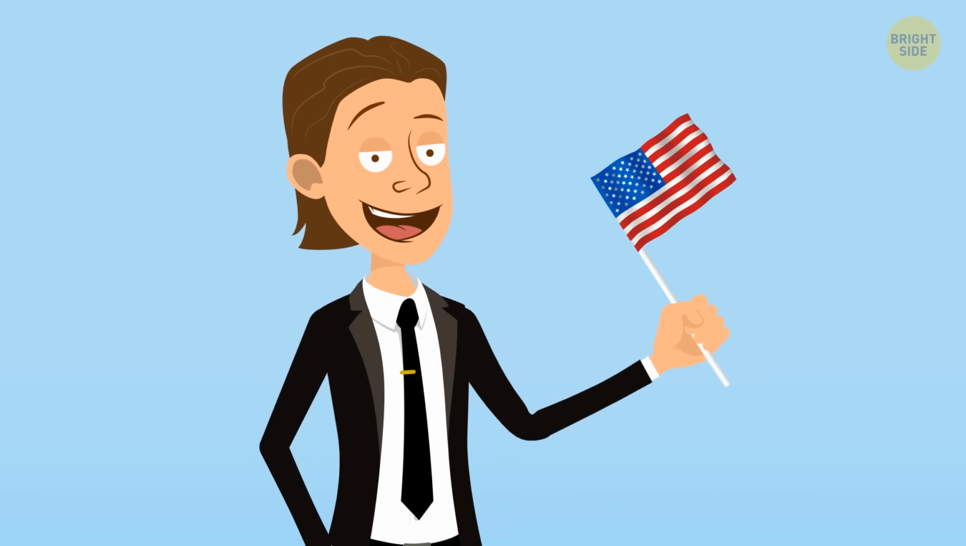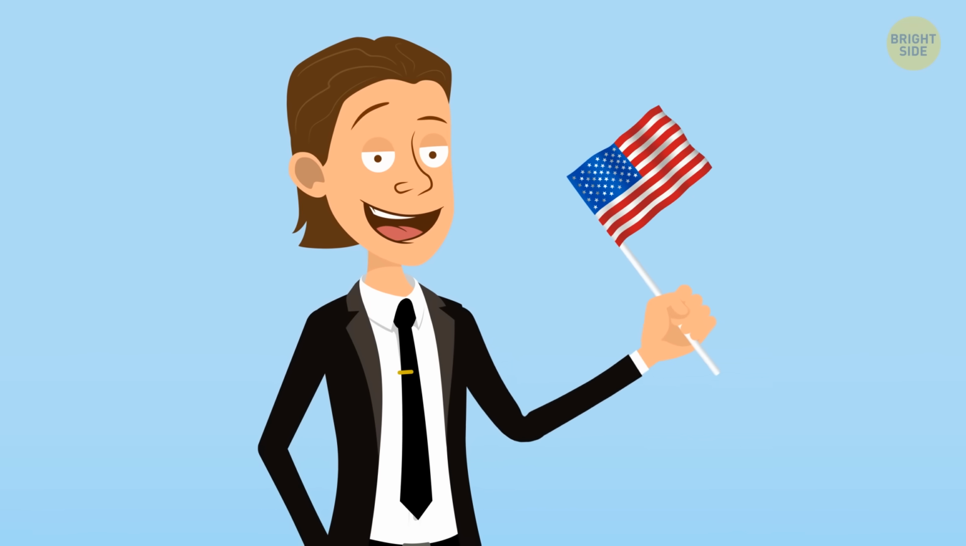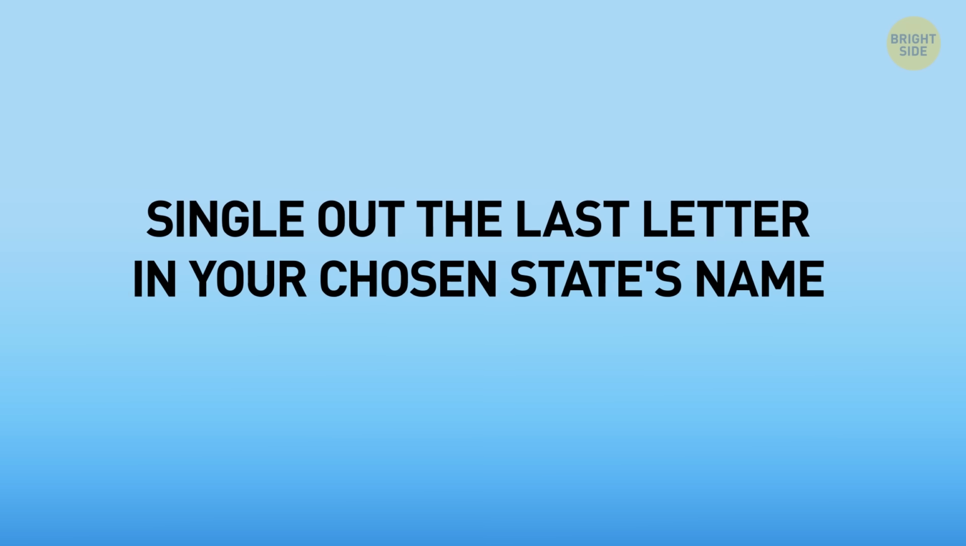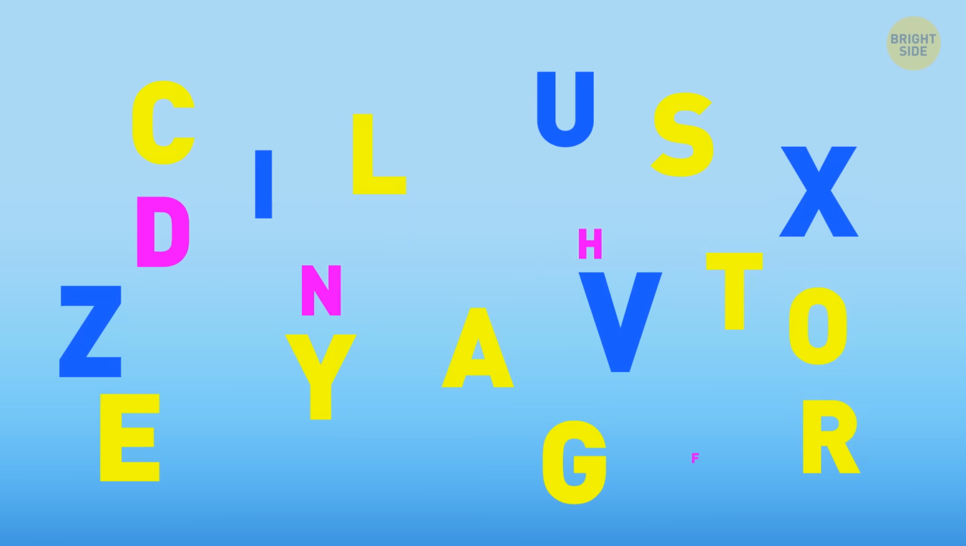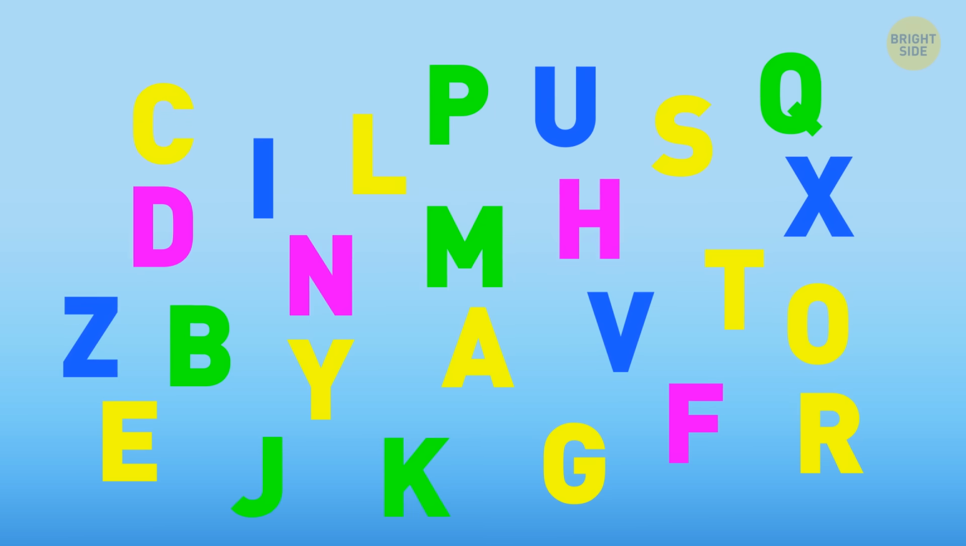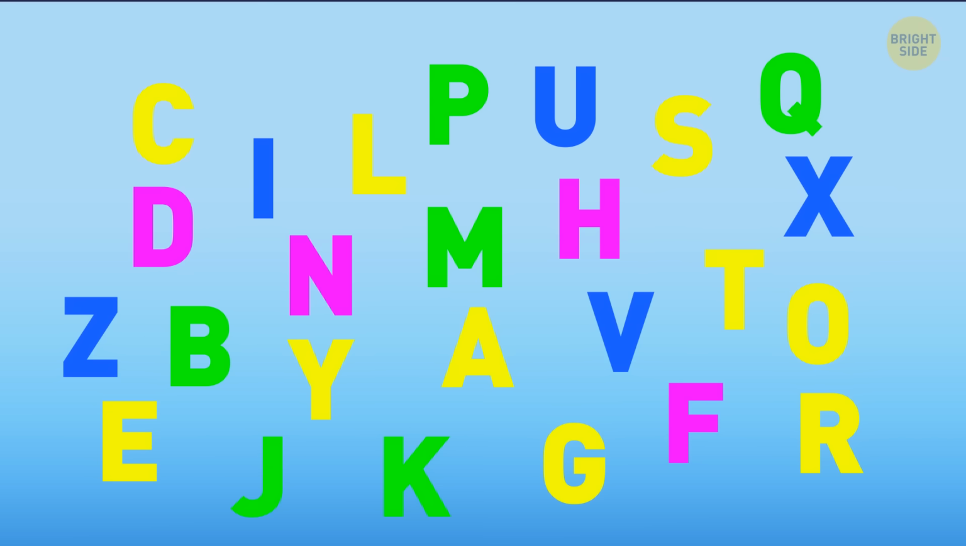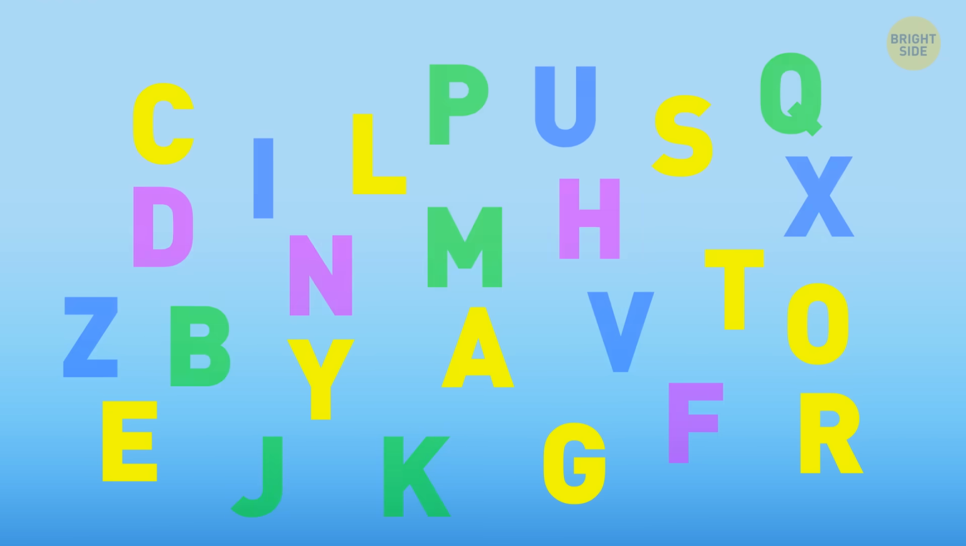Now, pick any American state. Again, don't tell anyone not to ruin the magic. Now, single out the last letter in your chosen state's name. Find it here on the screen and remember what color it is. Read it out loud. Once again, I'm adjusting my magical radar. And once again, it's a tricky one, but I'll try my best. So, is the color of your letter yellow?